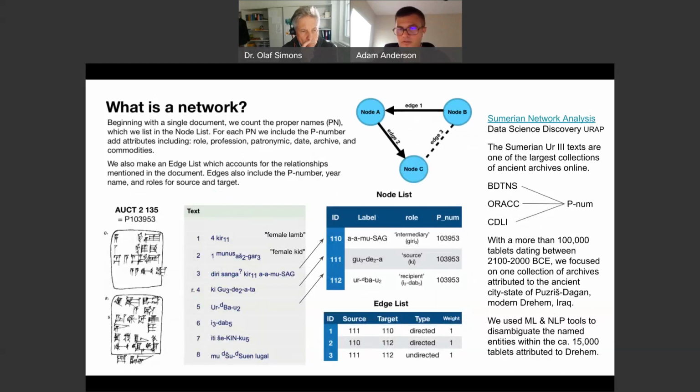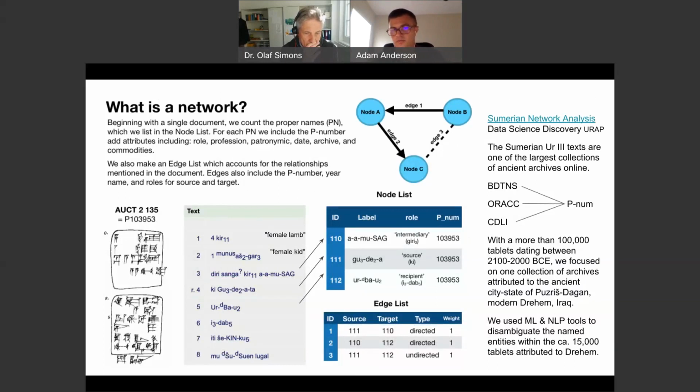I've been working with Nick Feldhaus at UC Berkeley for the last 5 years to do this for the Ur-3 tablets. They date between 2100 to 2000 BC, so another century in time. And we started with the archive from Puzrish-Dagan, which was a kind of an ancient stock market, livestock exchange.